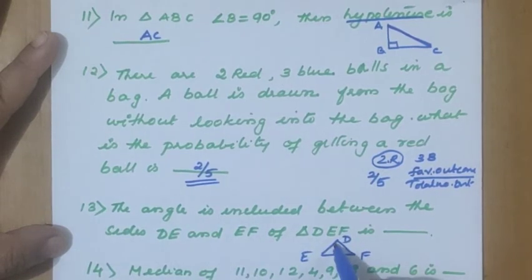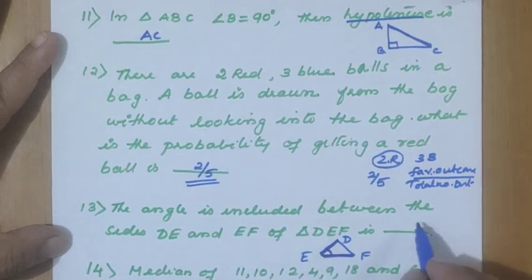So which are the sides it is told, DE as well as EF. So which angle is included here? Angle E. So the answer is angle E only.